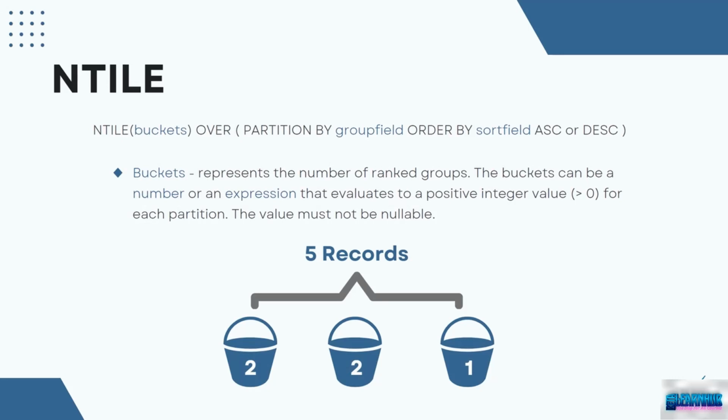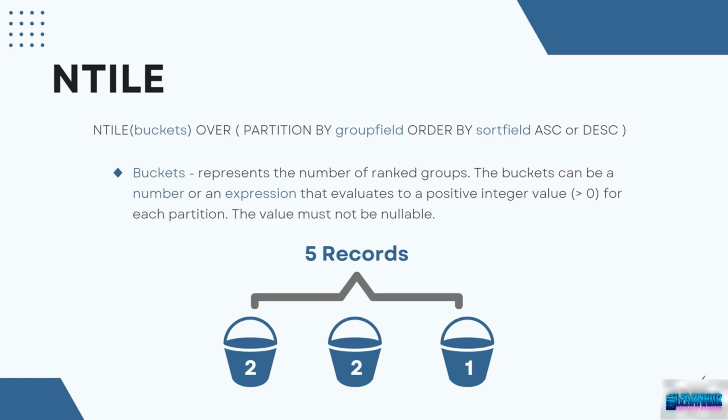For this window function, we need to specify an argument called buckets. It will represent the number of ranked groups. The buckets can be a number or an expression that evaluates to a positive integer value greater than 0 for each partition. The value must not be nullable.